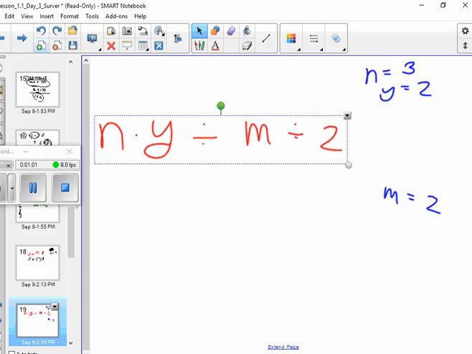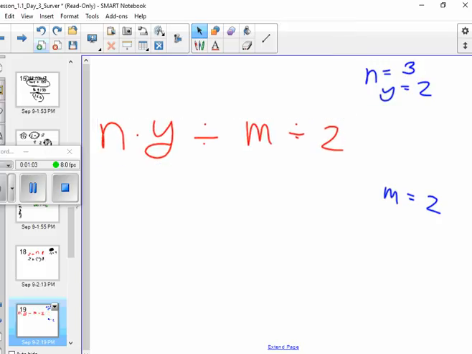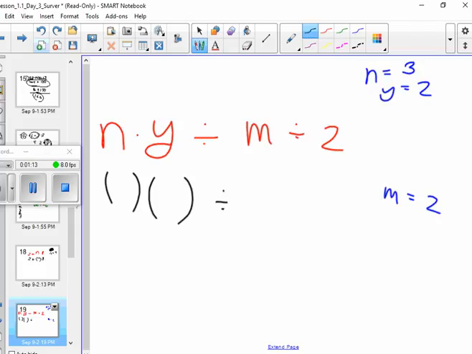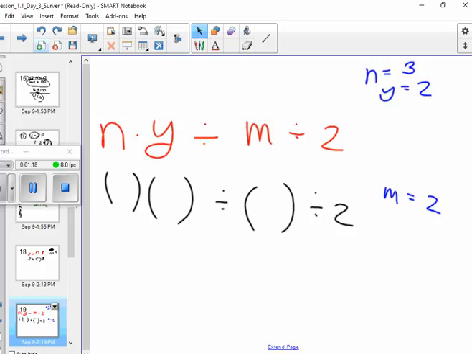All right, so now what you're going to do is take this and rewrite it. And who remembers what I said that I wish your teachers had started with? Empty parentheses. Please write it with empty parentheses. I'm going to pause for a second while you do that.